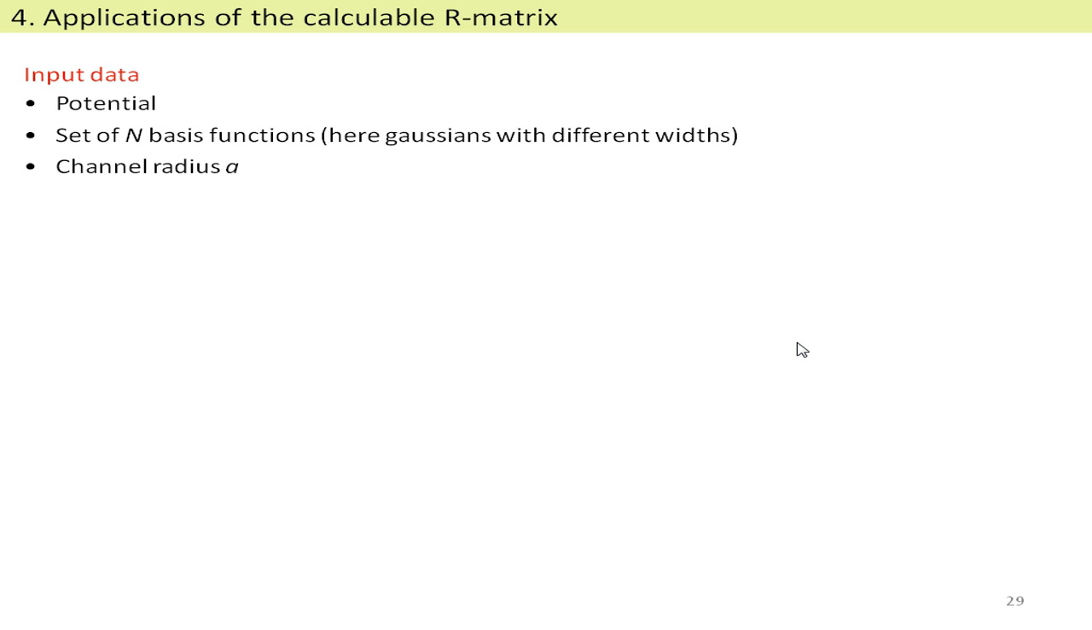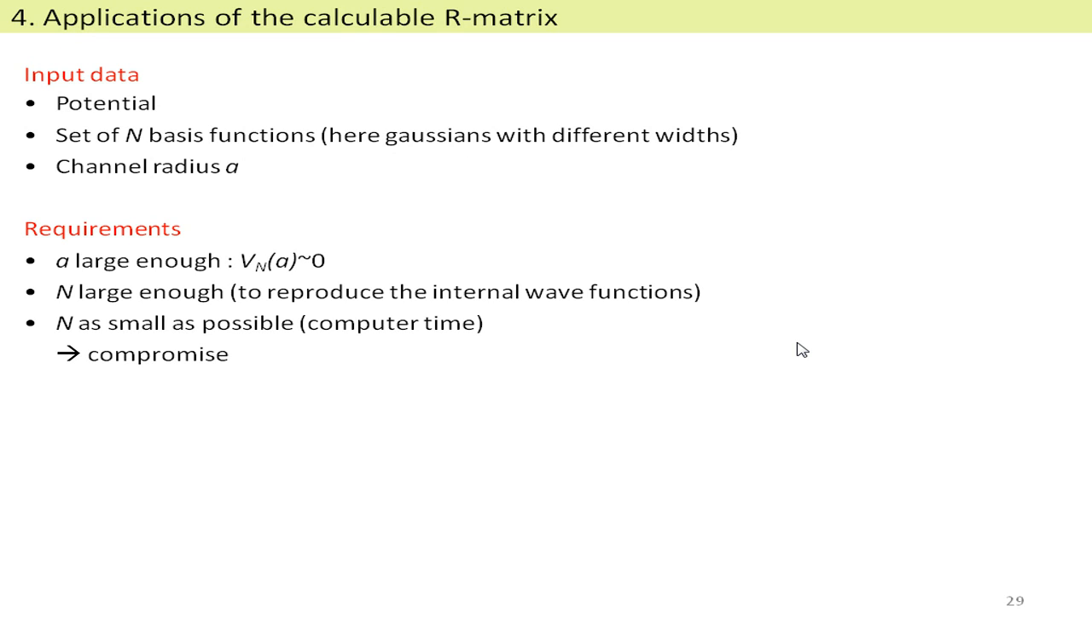So the inputs are the potential I've shown before, the set of basis functions, which here are Gaussians, but you can use other functions if you like, and the channel radius. We request that this channel radius should be large enough to make sure that the nuclear part is negligible. And of course, the number of basis functions should also be large enough, because you have to reproduce the internal part of the wave function. If your number of functions is too small, as in any variational calculation, then you will get in trouble because you cannot reproduce the internal part.